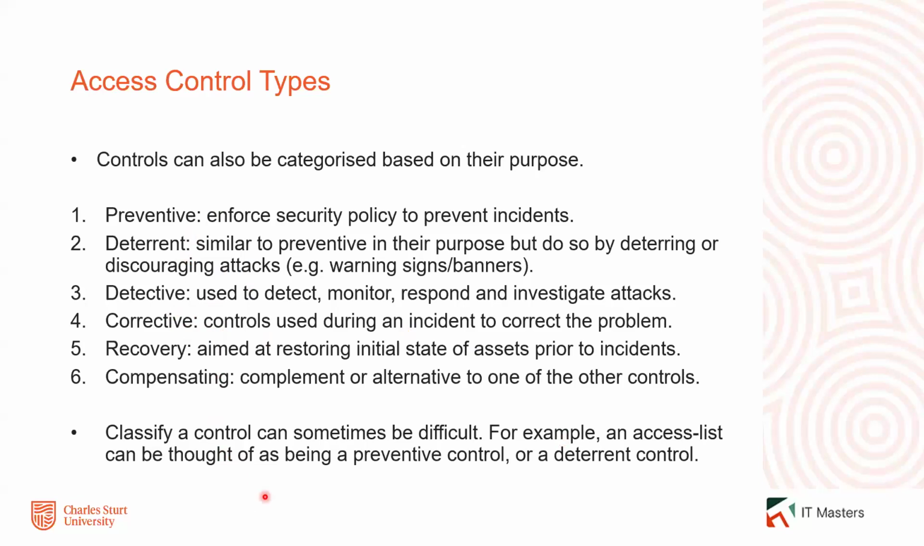Now, classifying a control can sometimes be quite difficult. So for example, an access list is clearly preventative, but it can also be considered to be deterrent, particularly if people know there are access lists there. So it is preventative, but it can also be deterrent. It could also potentially be corrective as well. So something that we apply while an incident is in play.